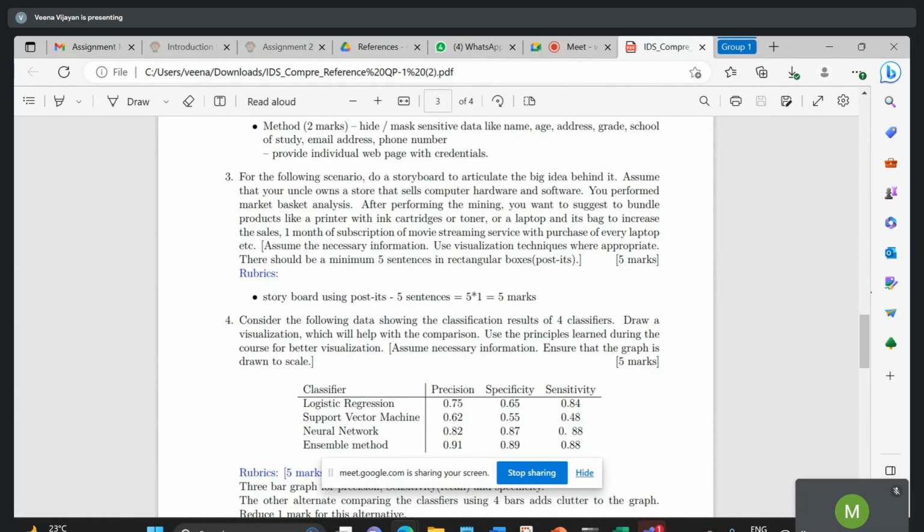Can you share the screen once? Where is the screen? Yeah, I can share if you have. Just give me a second. Yeah, let me know if you can see my screen. Yes, this is what I was talking about.